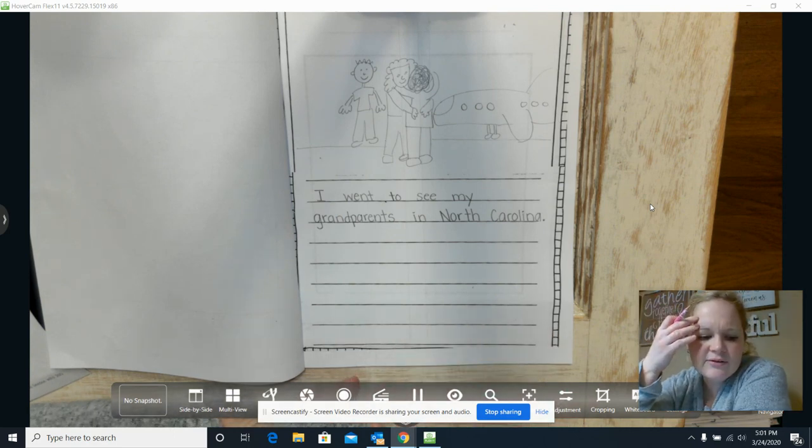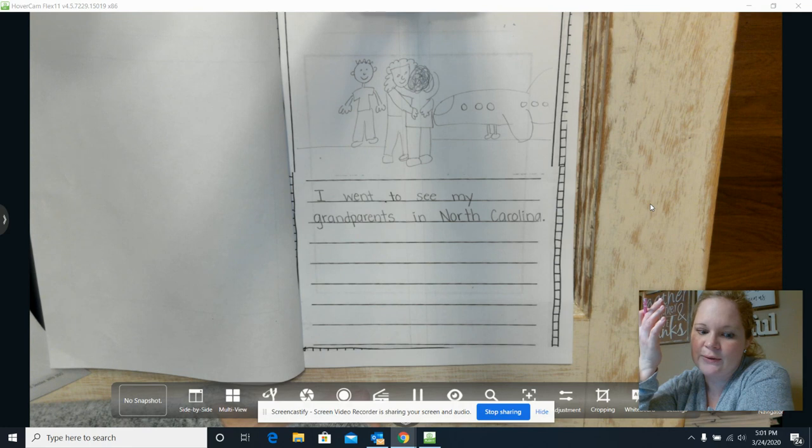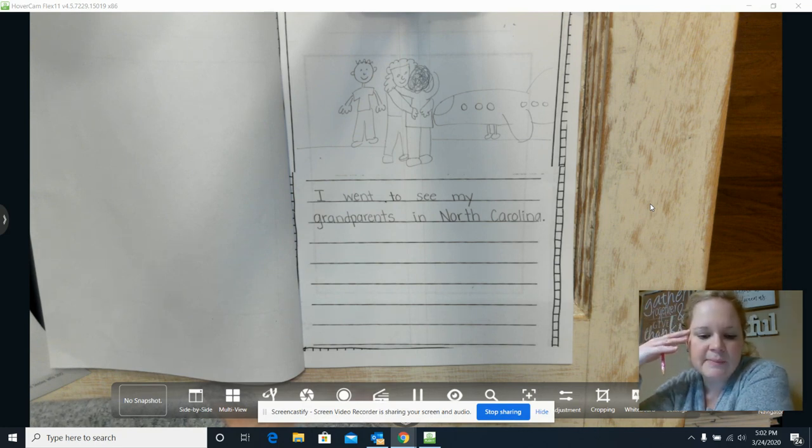I didn't use any words like I was at the airport, but did I show something in my picture that lets you know that we were at the airport? Yeah, the airplane, right? So remember that you need to add those details in your pictures when you're writing.